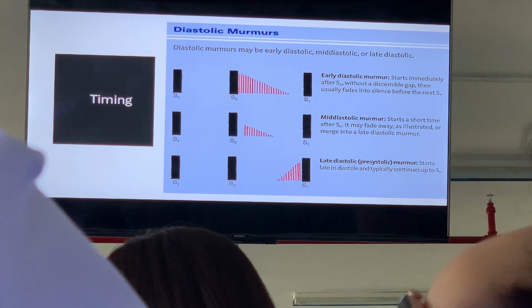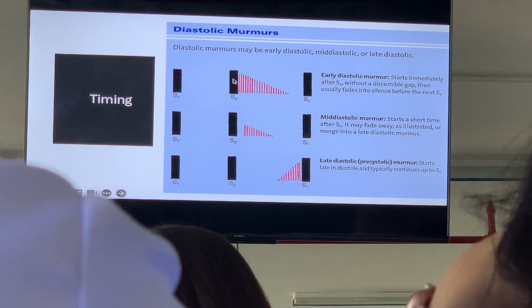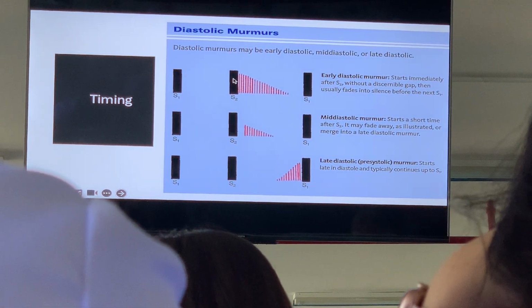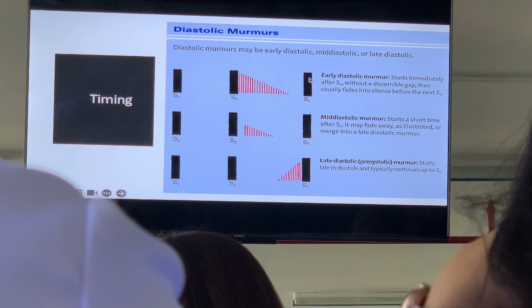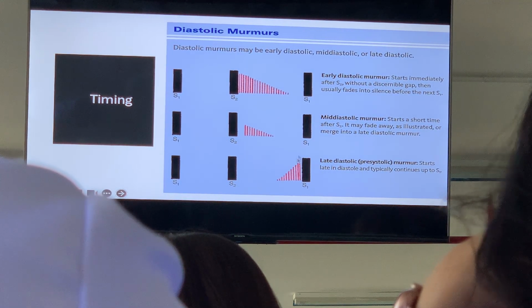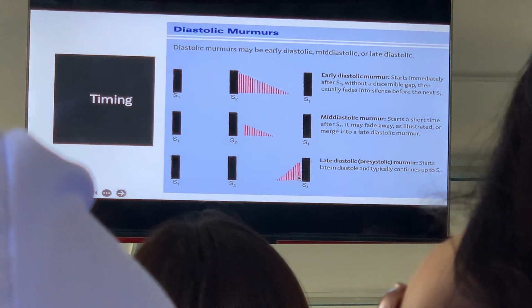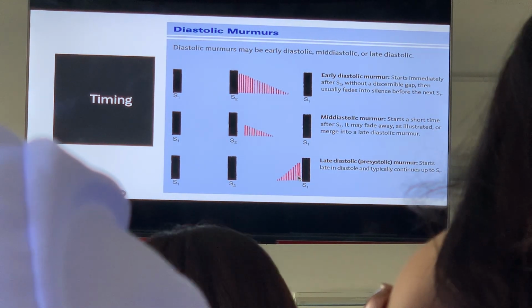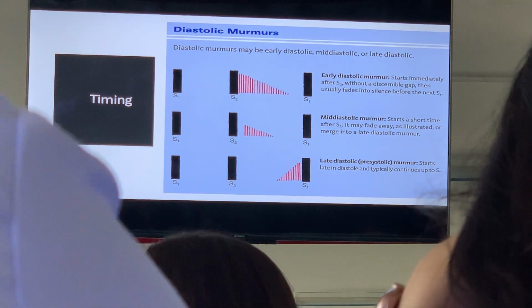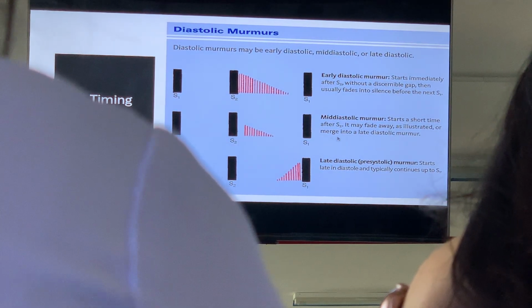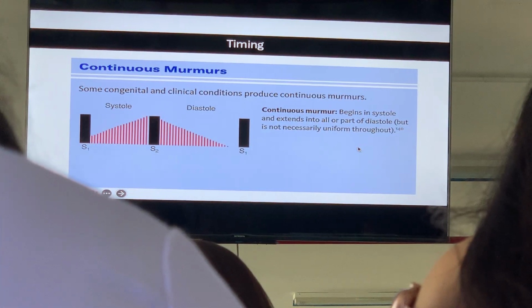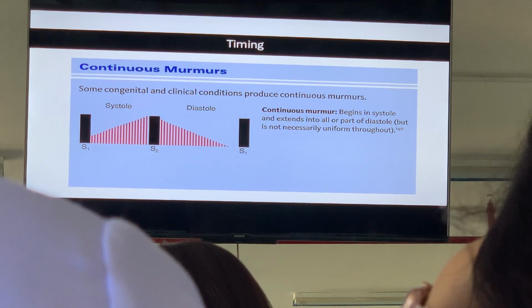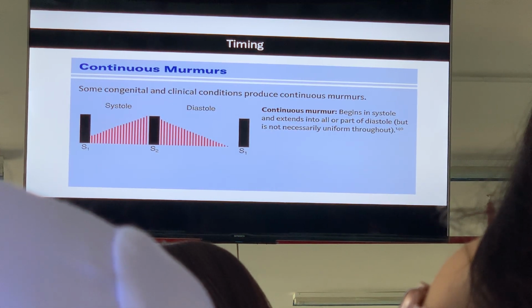For diastolic murmurs, you can clearly hear S1, but then after S2 and before S1, you hear a diastolic murmur. If it's after S2 before S1, it's mid-diastolic. And if it's immediately before S1, that's late diastolic. A key to this is to just look at the pattern so you can identify it. A continuous murmur is one that begins in systole and extends beyond into diastole. So, that's a continuous murmur. Okay?